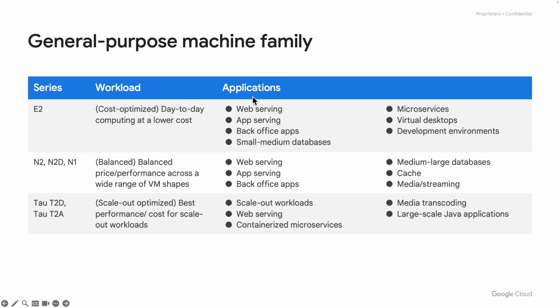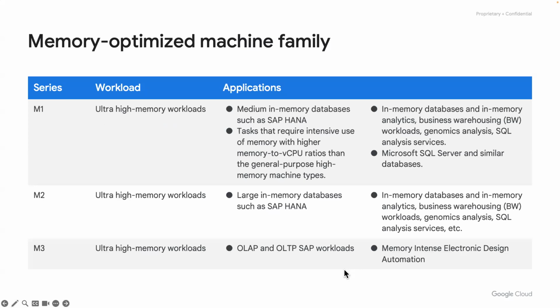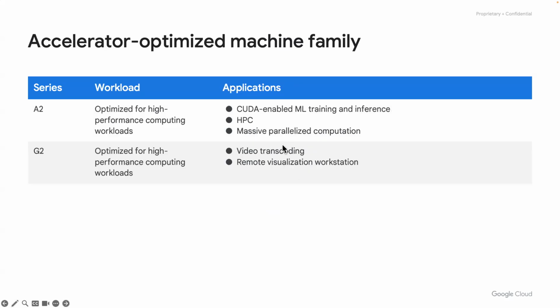All right, you can see the E2 workload you can use for web apps, all these things. Compute intensive workloads, memory intensive workloads, high performance computing, all these are very costly as well. Memory intensive workloads: SAP database, HANA database, OLAP. Graphical workloads for video transcoding, gaming related applications. So these are general things. You can take a look.